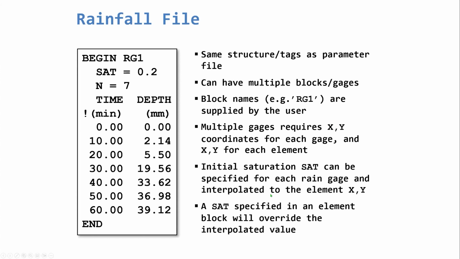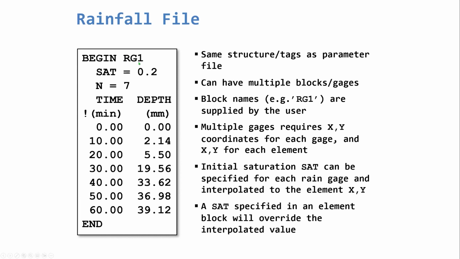The initial saturation can be specified for each rain gauge, and then that can also be interpolated to each of the elements. So if for some reason one part of your watershed got a recent storm, for the elements affected by that storm, you might set the SAT to a higher value. And again, this will get interpolated by that space-time interpolation scheme. And if the SAT is specified in an element, it will override the interpolated value.